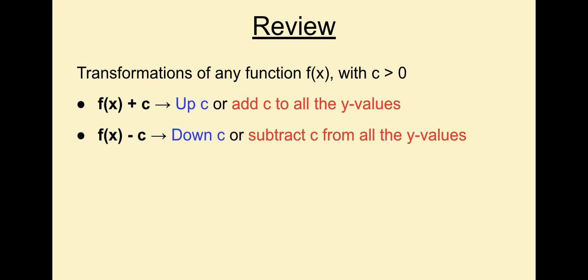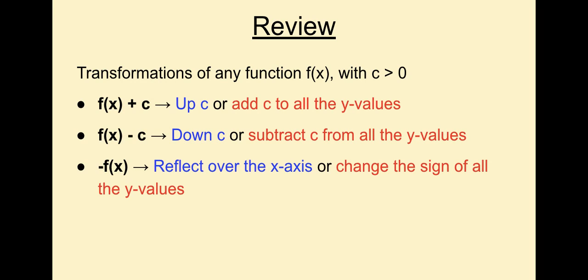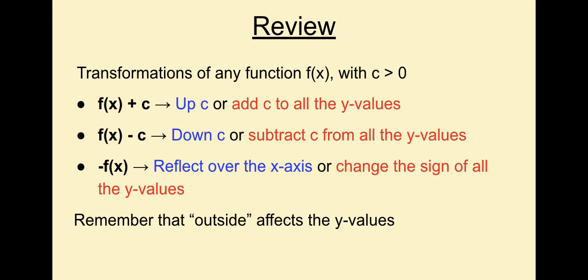Now, if I subtract c, so if I subtract a positive number, I'll make the entire graph or function go down c. Or in essence, I'm subtracting c from all the y values. Okay, if I multiply by a negative on the outside, then this will reflect over the x-axis, because it's changing the sign of all the y values. So remember, in transformations, when you do stuff to the outside of the function itself, this is going to affect the y values.